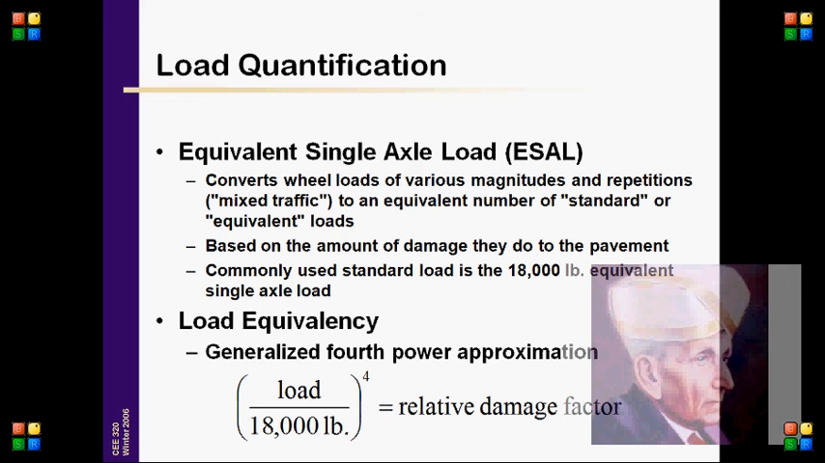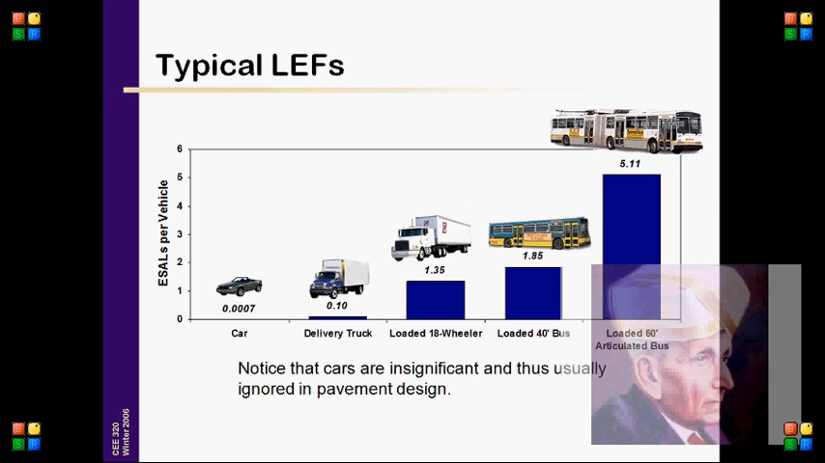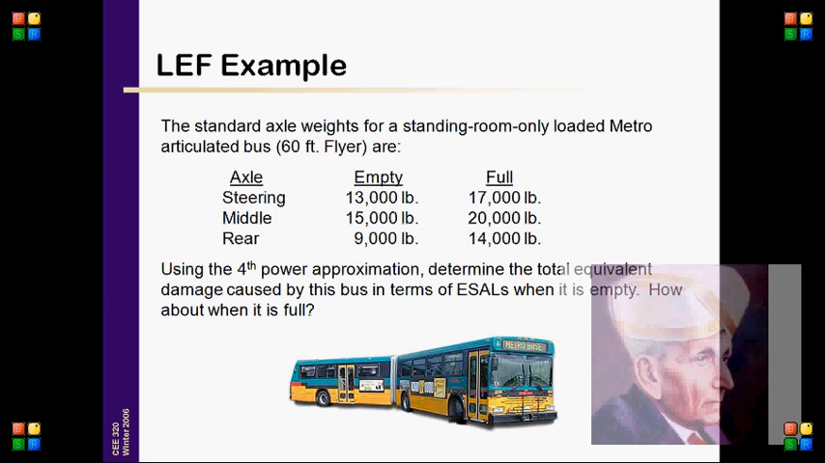An ESAL converts wheel loads of various magnitudes and repetitions, mixed traffic, to an equivalent number of standard or equivalent loads based on the amount of damage they do to the pavement. A commonly used standard load is the 18,000 pound equivalent single axle load. Load equivalency: generalized fourth power approximation. Typical LEFs. Notice that cars are insignificant and thus usually ignored in pavement design.